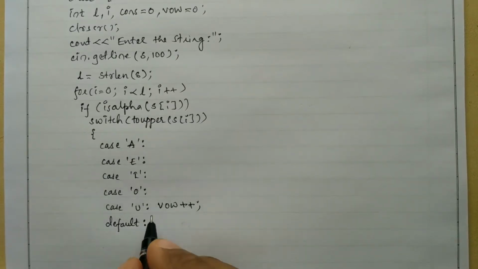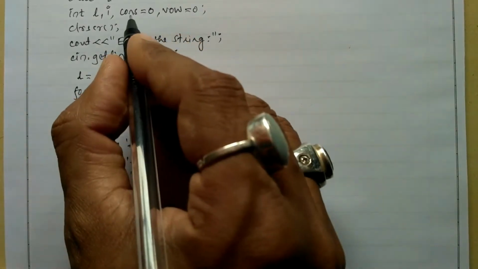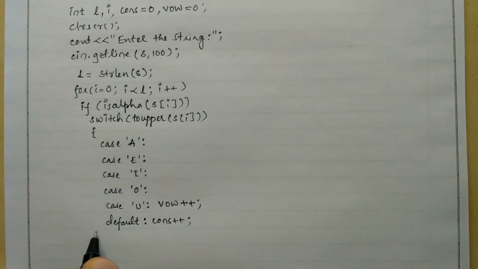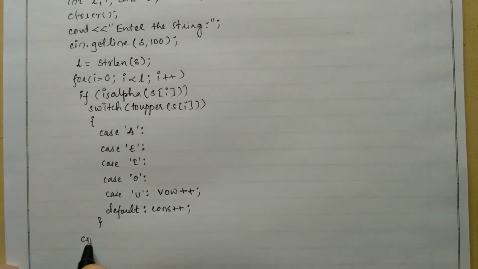So I'll write colon and then I'm going to use the variable called consonant and increment its value, using plus plus. Curly closing brace for the switch statement. Next we are going to print the number of vowels and consonants using cout and the stream insertion operator.